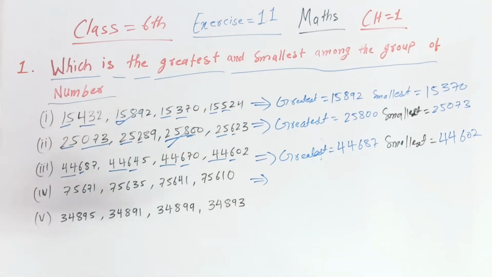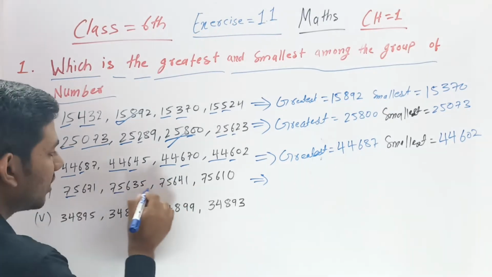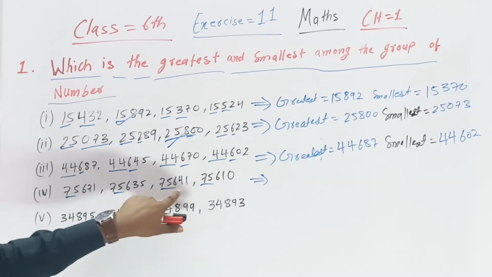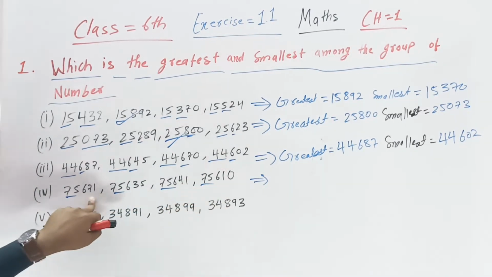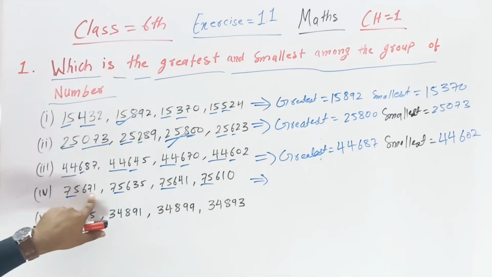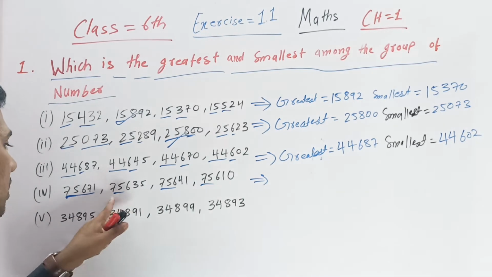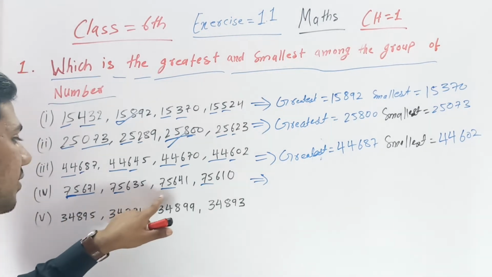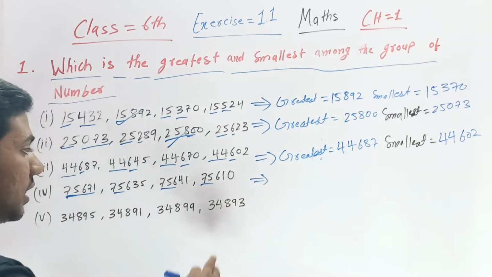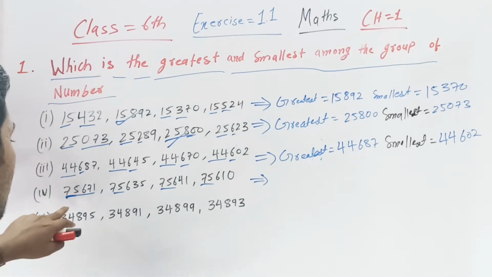Okay, so let's talk about the fourth one. In the fourth one, this is 75,000 and so on, where 75 is the same. Let's see the 100 place: 600, 600, 600, 600. But in the tens place, 71, 35, 41. Which is greater in that? Obviously 71 is greater. So the numbers are 75,671, 75,635, 75,641, 75,610. Which is greater? This is the greater one.